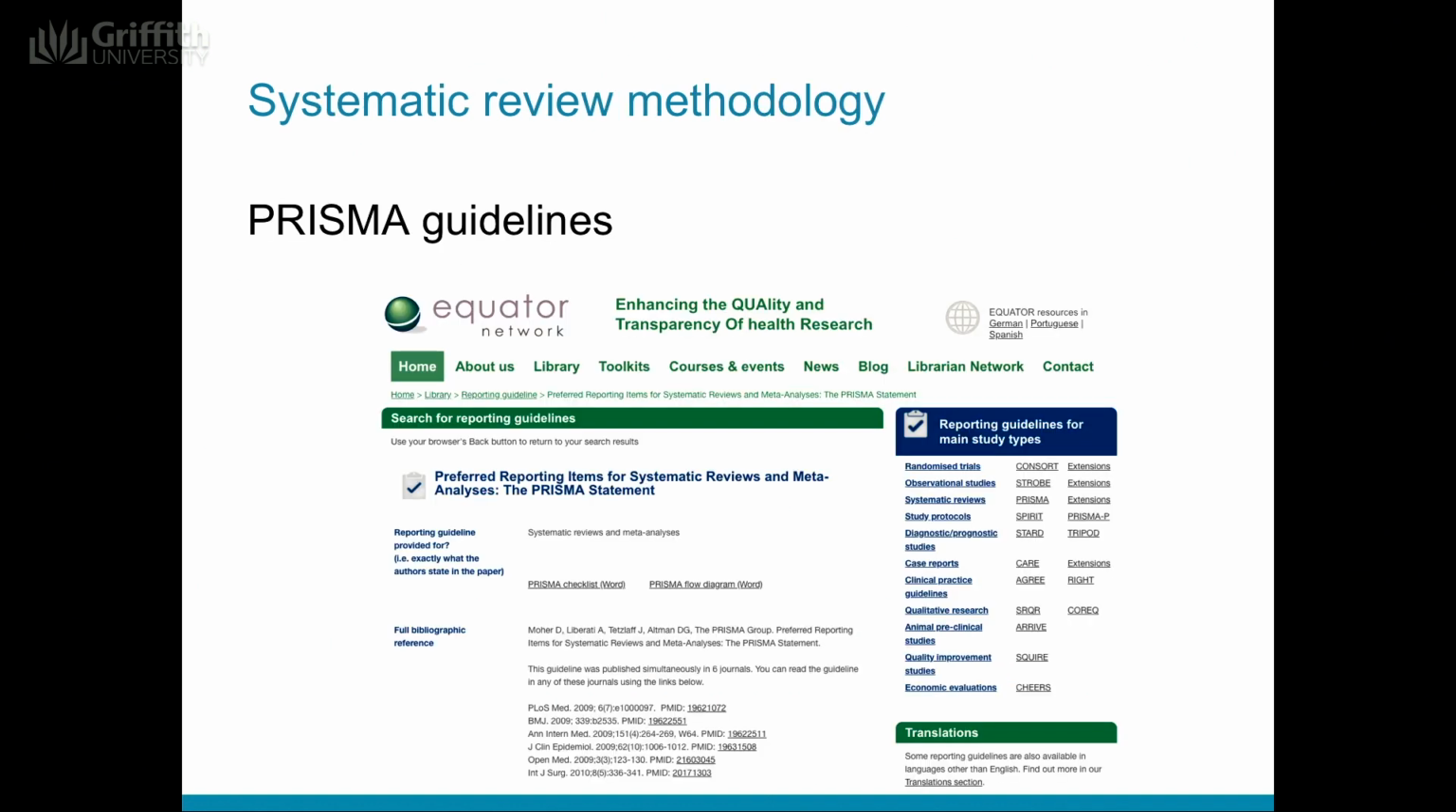Now, I'm going to step through here the systematic review methodology using the PRISMA guidelines. The reason I'm showing you this is because you need to be able to keep track of what you find, and a PRISMA checklist is an excellent way to do that. So just going to step you through this. You'll see on this page, it's on the Equator Network, the PRISMA checklist and the PRISMA flow diagram. And these are really, really essential tools for doing a review.